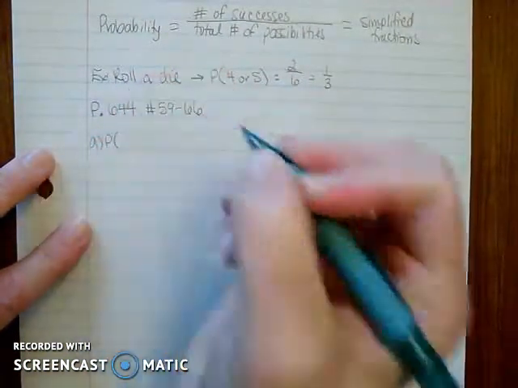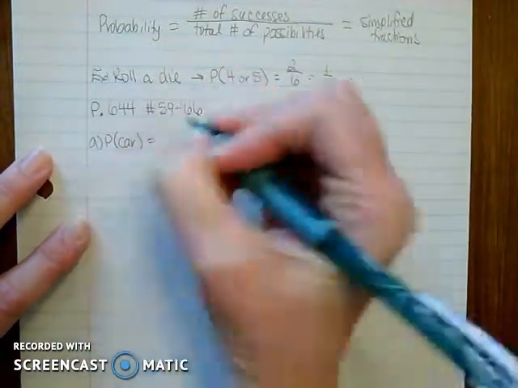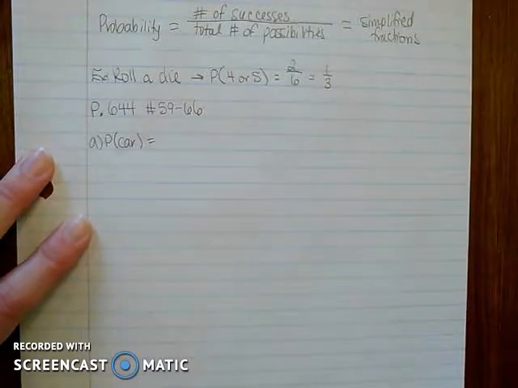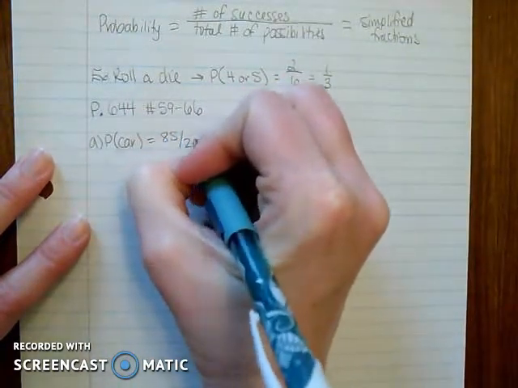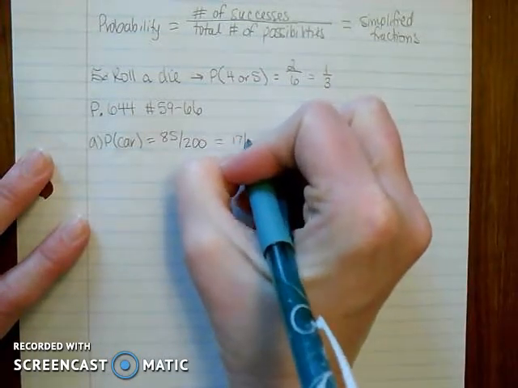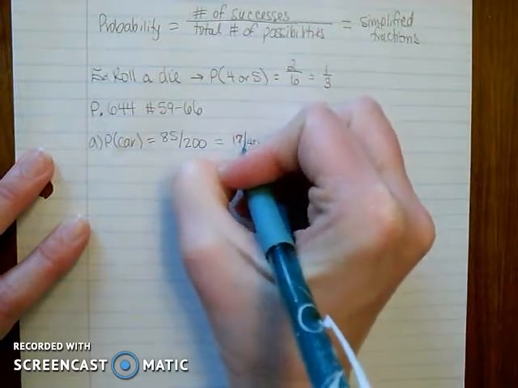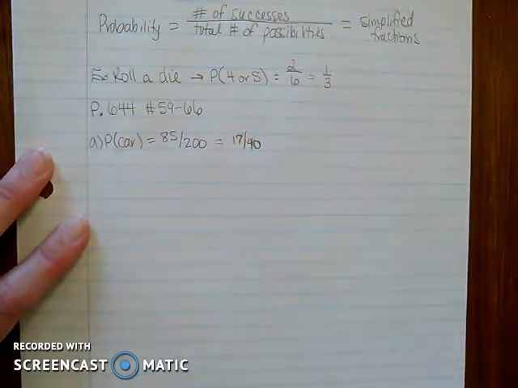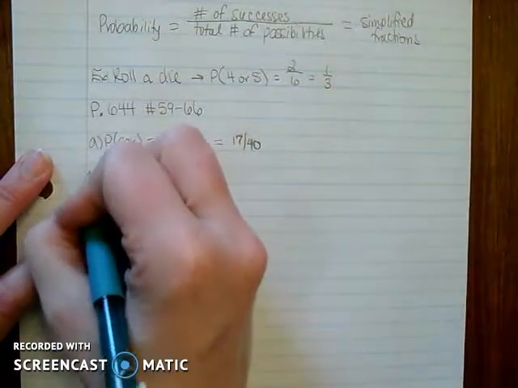So the first thing is that we want the probability that this person is going to drive a car. So when you look, you can see there are 85 cars out of 200 total possible people. So 85 out of 200, and then you need to simplify that to 17 out of 40. So hopefully you remember how to change your decimals back into fractions on your calculator. 17 out of 40 would be your answer for part A.